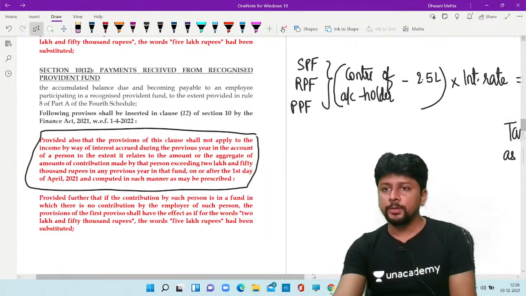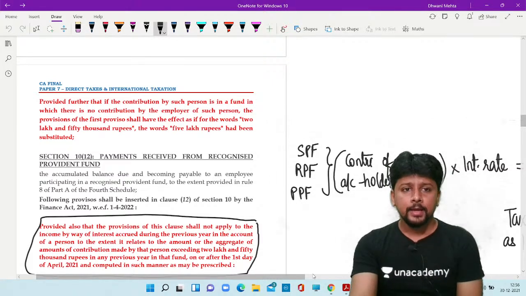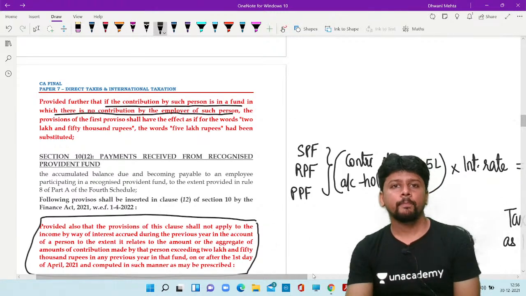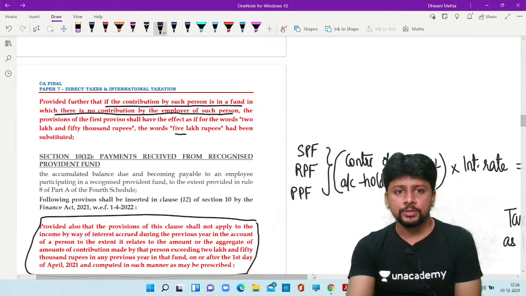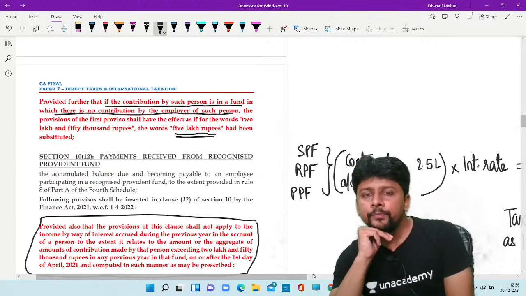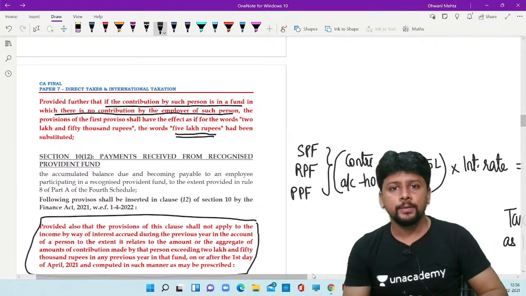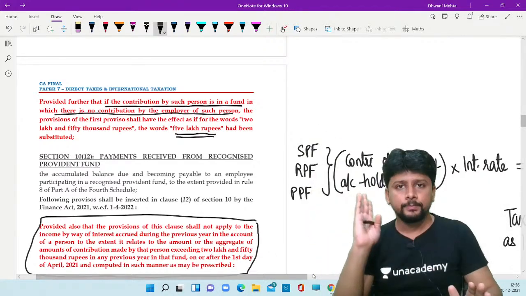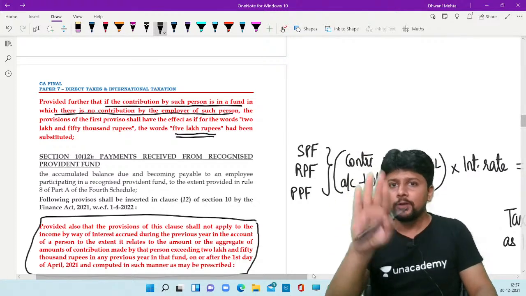A clarification is put up, and even this clarification is put up in both the clauses. If the contribution by such person is in a fund in which there is no contribution by the employer of such person, then this proviso will work as if the word 5 lakh rupees has been substituted for 2,50,000. That means if the employer does not contribute into this fund and you are the only person contributing, then contribution minus 5 lakhs. Only that will be treated as extra contribution, and on that extra, you'll have to calculate interest and pay tax on that interest.